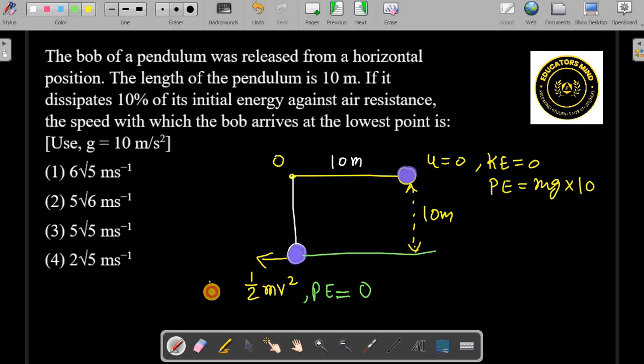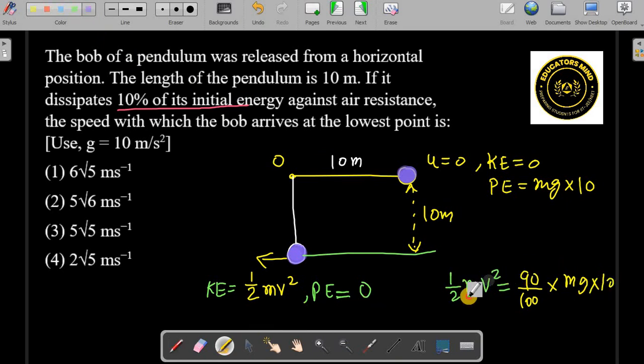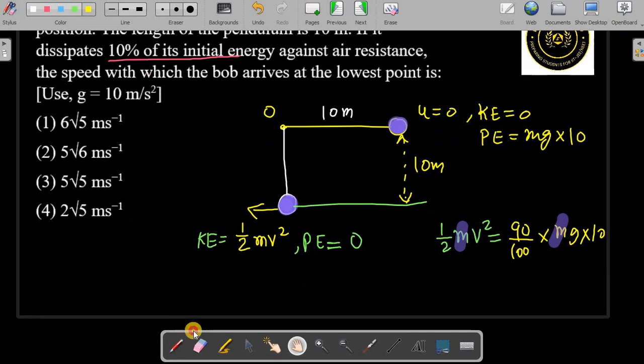So total energy is only kinetic here, right? So this total energy, kinetic energy, which is half mv square, they are saying that this is not the same as the initial total energy. Why? Because some energy is lost. 10% is lost. So that means 90% we can equate. So let's equate 90% of this mgh, right? So let us now cancel out from here. Mass will get cancelled, and we can solve from here speed.